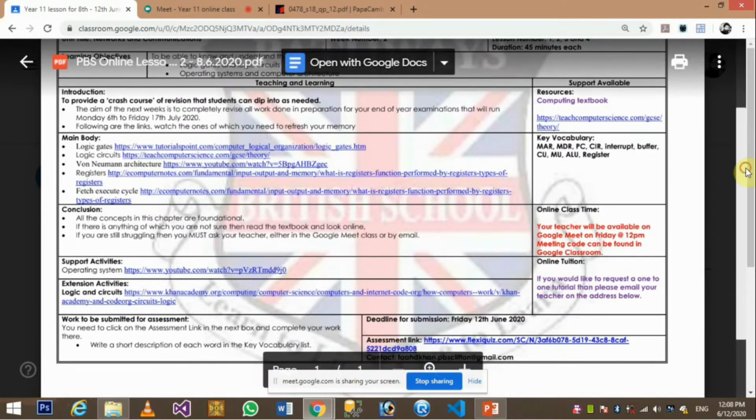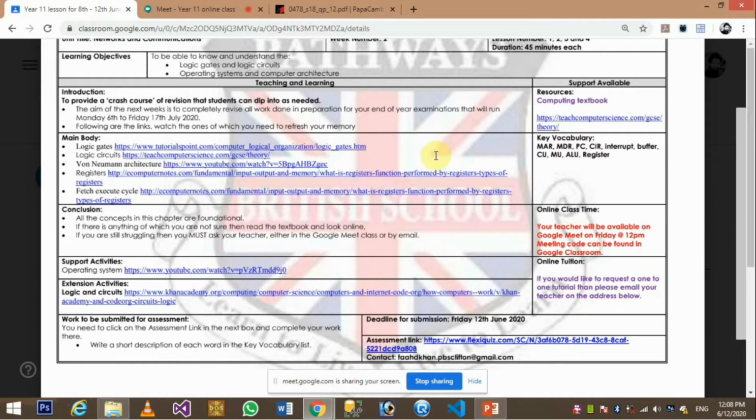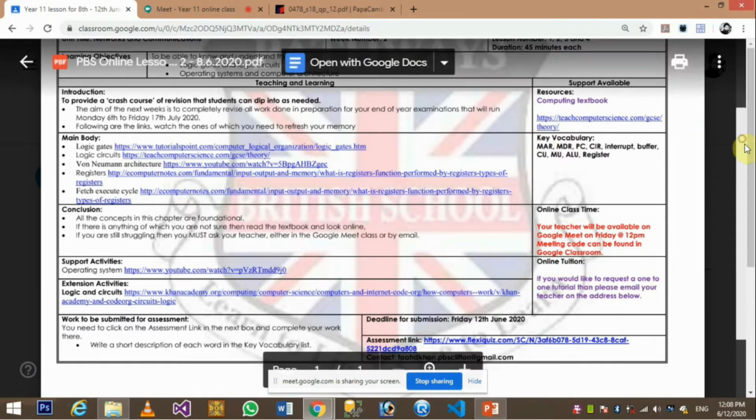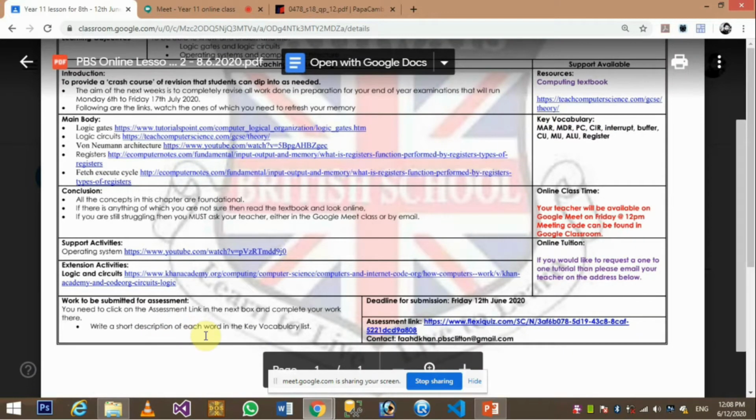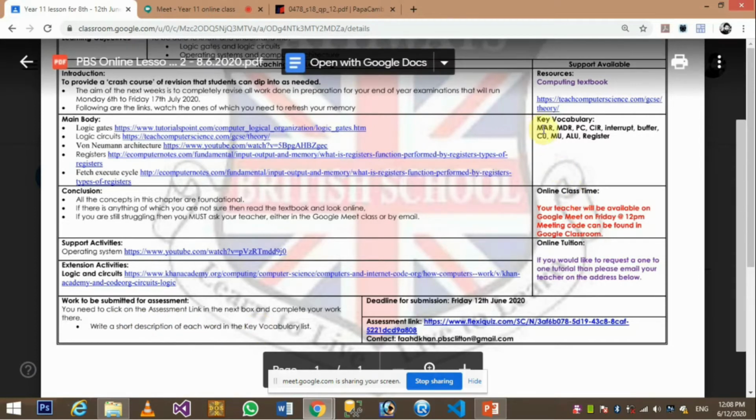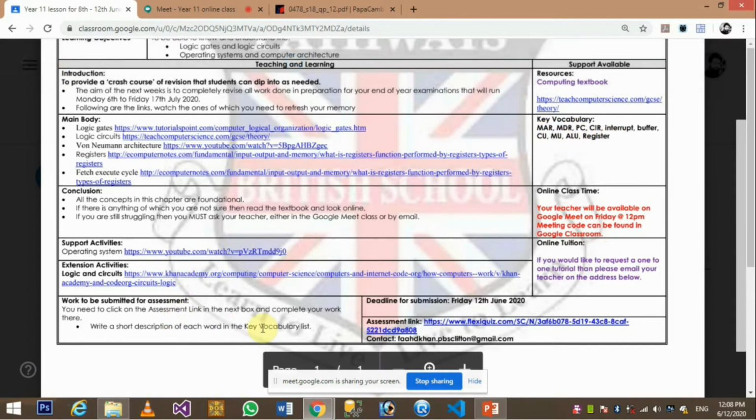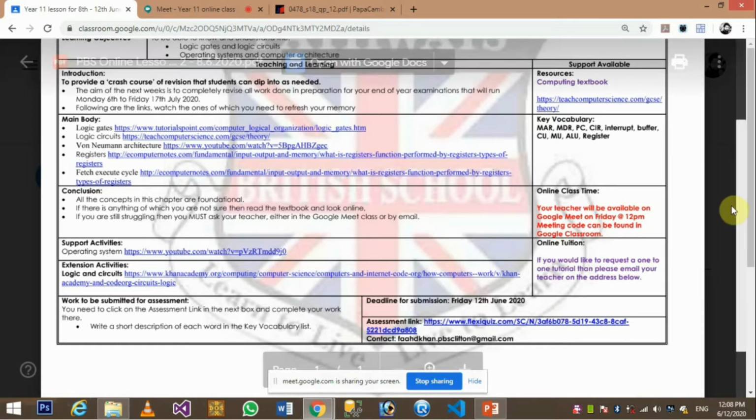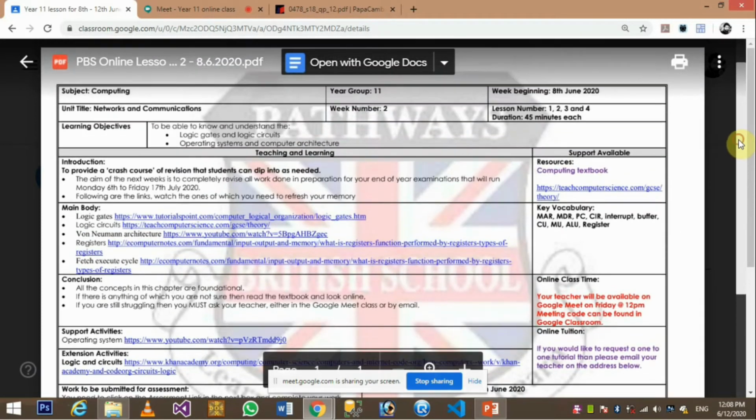All right, so all the links are given if you want to see anything in detail, if you want to go into deep study. All of this is written here. This week there is a very short assignment: all the key vocabularies are given here, and you just need to describe them shortly in the assessment link which is provided at the bottom right. The deadline is today. By the end of this Friday you need to submit the assignment.